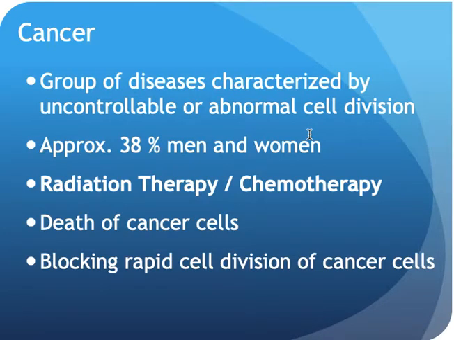Okay, so approximately 38% of men and women are going to get cancer at some time in their life. And we all have heard about chemotherapy and radiation therapy, but what happens with those is that we're going to be able to cause the death of these cancer cells and allow your normal cells to continue reproducing and doing their job properly. But what you're trying to do is block this rapid cell division of these cancer cells.